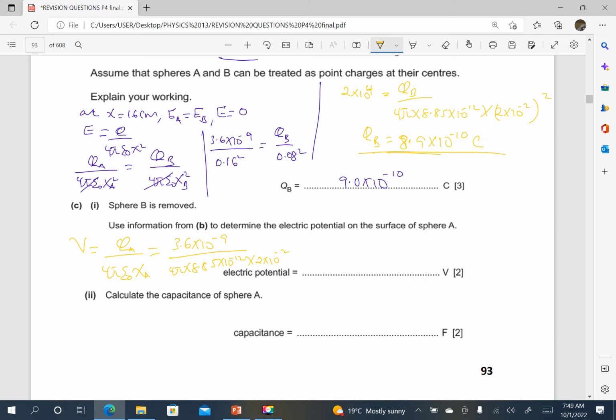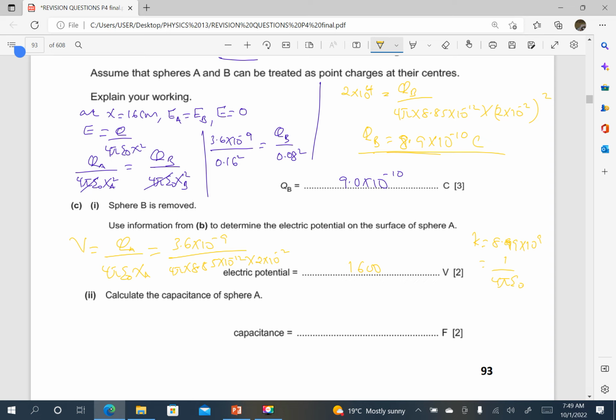Alternatively, remember, instead of using epsilon naught, I can also just always use K as 8.99 times 10 power 9 during calculation, because this is the same as 1 over 4 pi epsilon naught. So I'm pressing my calculator to find V. So finding V, it is giving me 1600 volts.